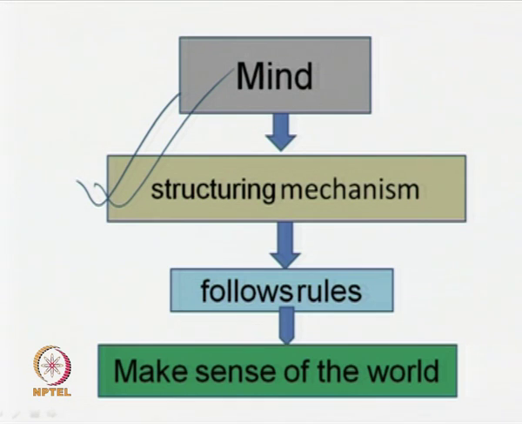Let us ask a question like this: how does the human mind make sense of the plethora of data that it is, if I may use the word, bombarded with all the time? So, structuralist philosophy, if you will, says that the mind is a set of structuring mechanisms with the help of which it makes sense of incoming data. Through these structuring mechanisms, the mind follows rules to make sense of the external world, the world outside of its being. It uses these cognitive structuring mechanisms to make sense of the world.